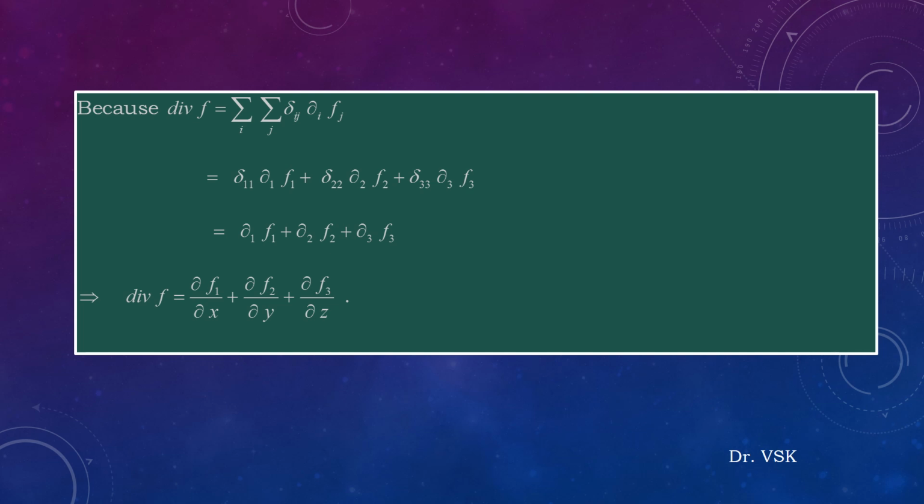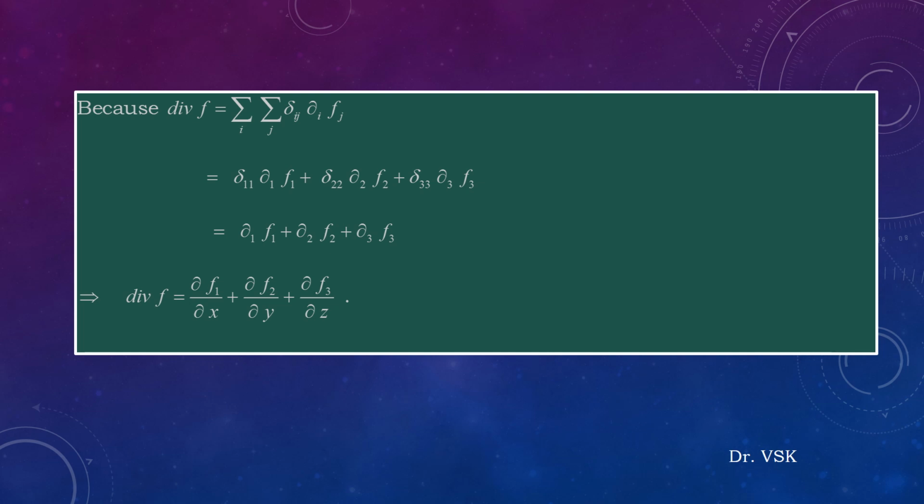First, if we expand this by taking i equals 1, i equals 2, i equals 3 and j equals 1, j equals 2 and j equals 3, we get div f equals delta 1 1 dou 1 f1 plus delta 1 2 dou 1 f2 plus delta 1 3 dou 1 f3 plus delta 2 1 dou 2 f1 plus delta 2 2 dou 2 f2 plus delta 2 3 dou 2 f3 plus delta 3 1 dou 3 f1 plus delta 3 2 dou 3 f2 plus delta 3 3 dou 3 f3.